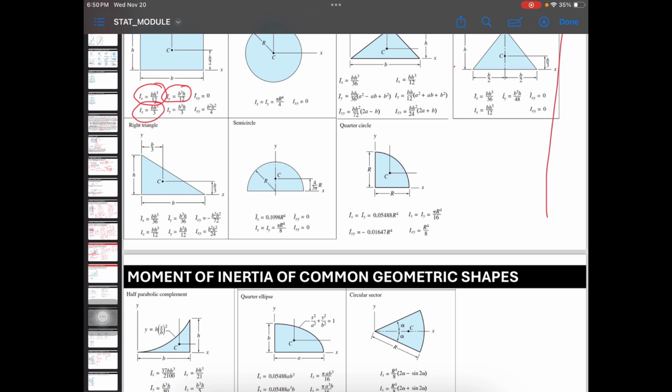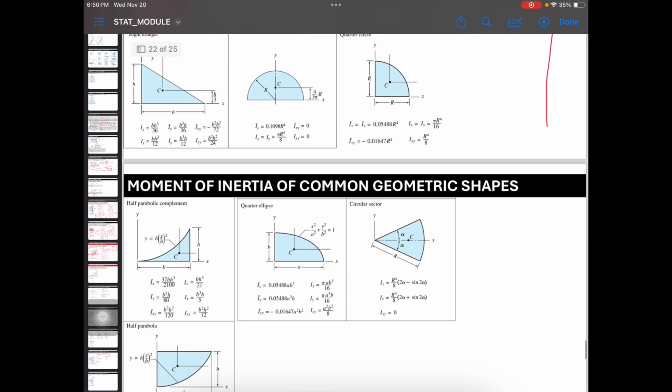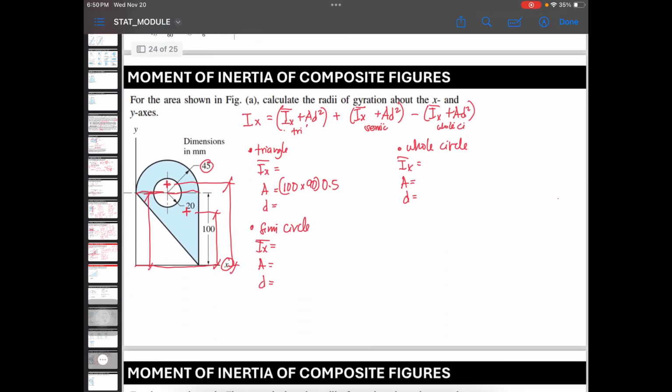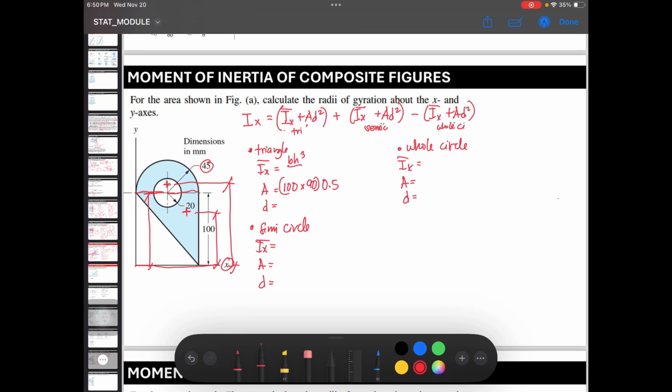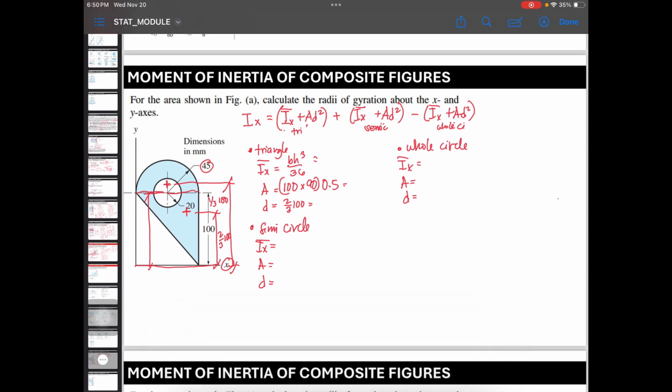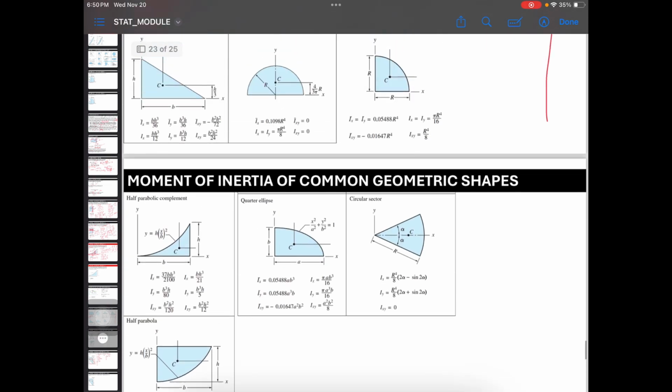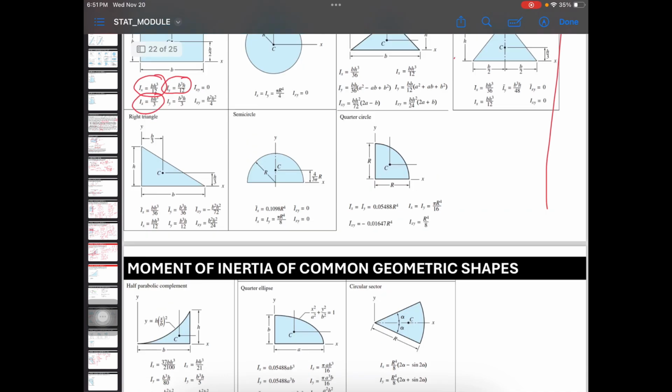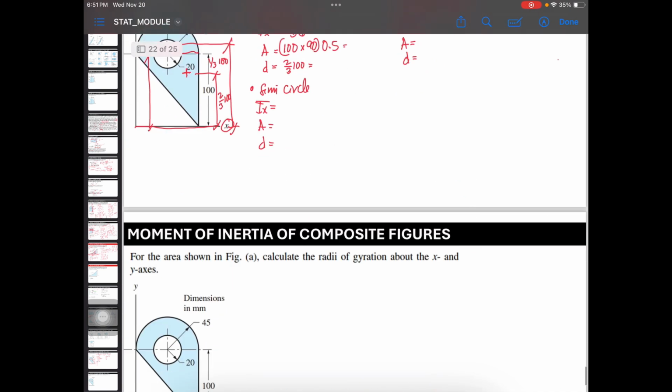Ix bar niya, BH cube over 36. And distance niya, 1/3. This is, ito ay 1/3 ng 100. Ito ay 2/3 ng 100. So, 2/3 ng 100 ang distance. Next, semicircle. Ano ang Ix bar? So, ito. 0.1098 R^4.